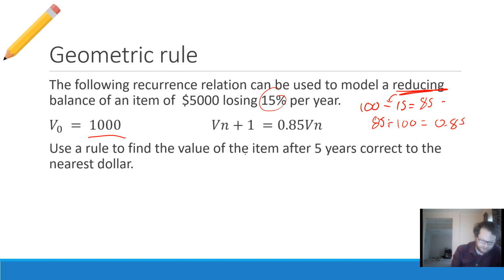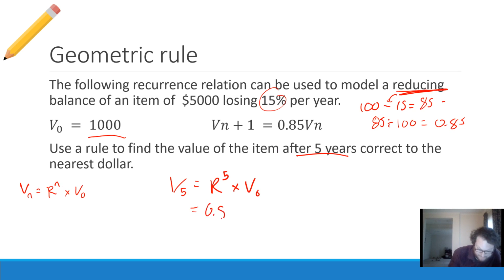So use a rule to find out the value of the item after 5 years. Now we could do this just going times 0.85 times 0.85 times 0.85, but let's look at the actual rule and how that might work. So again, we've got V5. Now V5 is just going to be R risen to the power of 5 times V naught, because of course Vn equals R risen to the power of n times V naught. That's where that starts from. R in this case is 0.85 because it's less than 1, meaning it's going to get smaller and smaller and smaller.